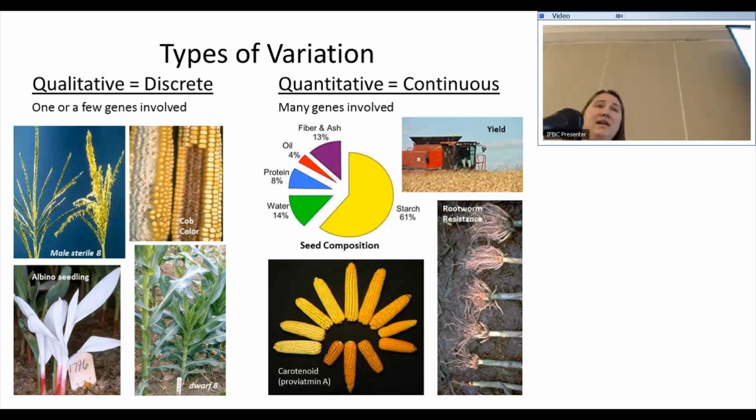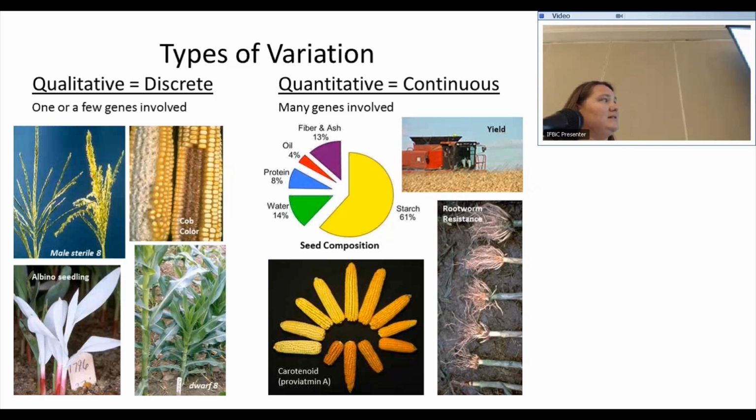But quantitative variation results in a continuous distribution of the phenotype, and it usually involves many, many genes and the interactions of these genes with the environment, very complex. For example, seed composition, where the amount of starch, protein, oil, etc. a kernel has is caused by many different genes interacting with the environment. The amount of carotenoids in the kernels, you can clearly see that they're arranged in increasing carotenoid order, but can you tell me the difference between one and the other on an absolute level? Not really. It's very continuous.